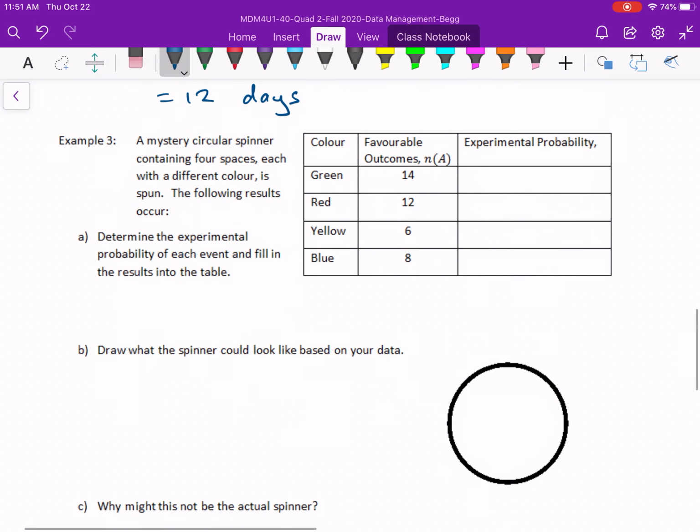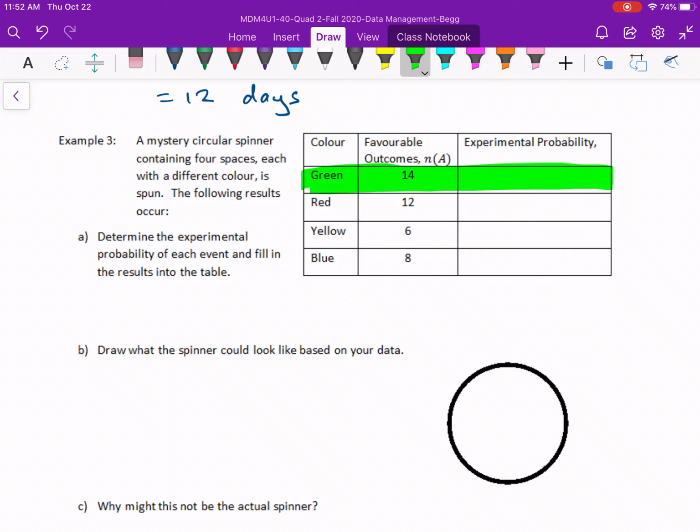Now, let's get back to the experimental probability, though. A mystery circular spinner containing 4 spaces, each with a different color, is spun. The following results occur. We got green 14 times, red 12, yellow 6, blue 8 times. So we want to determine the experimental probability of each event and fill in the results into the table. So I want to find, say, the probability of getting green based on these experimental outcomes.